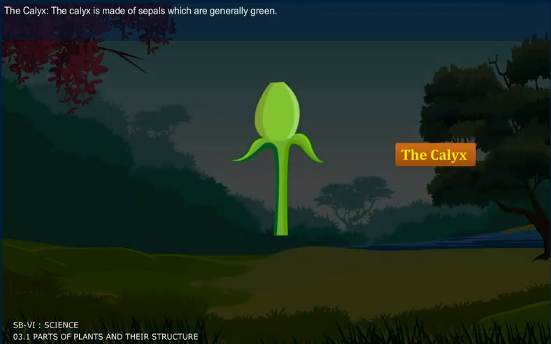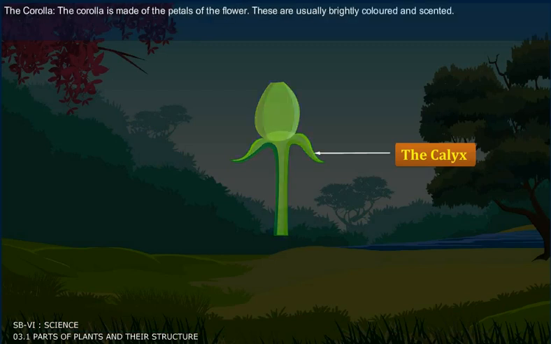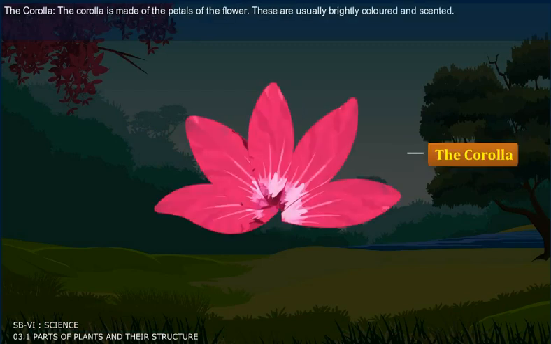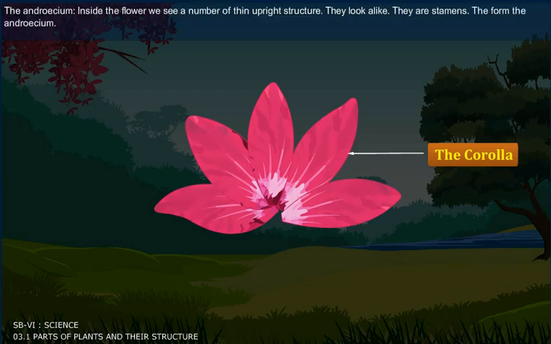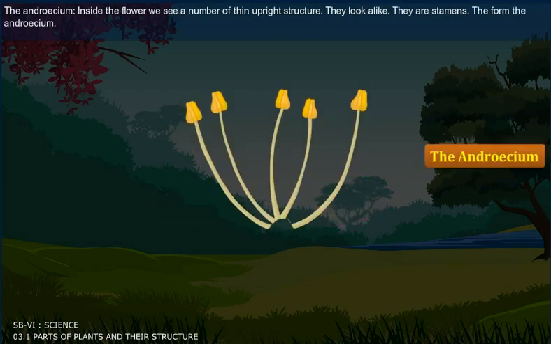The calyx. The calyx is made of sepals which are generally green. The corolla. The corolla is made up of petals of the flower. These are usually brightly colored and scented. The androecium. Inside the flower, we see a number of thin upright structures. They look alike. They are stamens.